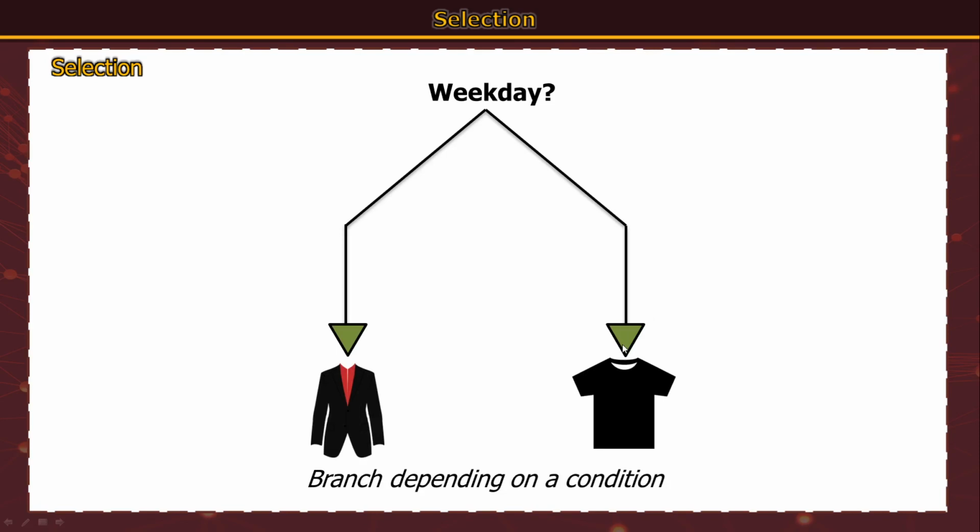And here you could see, if we related this to a real world scenario, such as school, on a weekday, you'd put on your school uniform. On a weekend, you'd put on casual clothes. You can see how the program, the selection, is allowing us to branch depending on the answer to that condition.